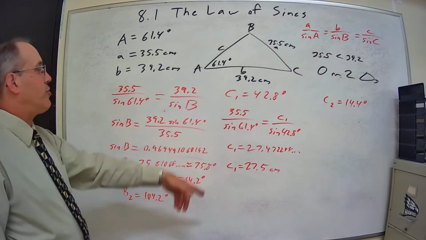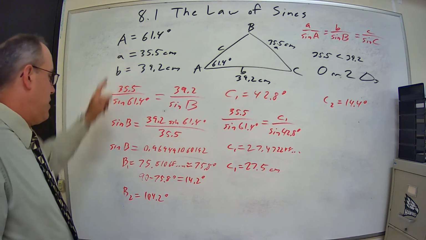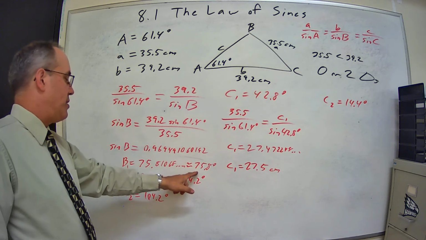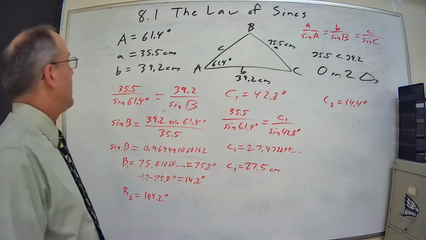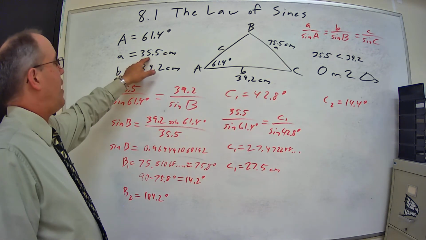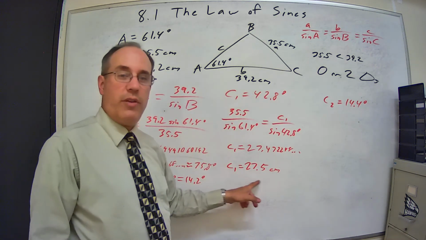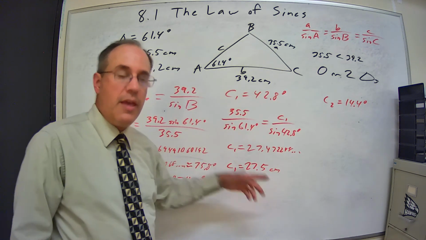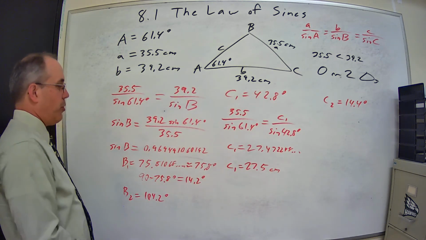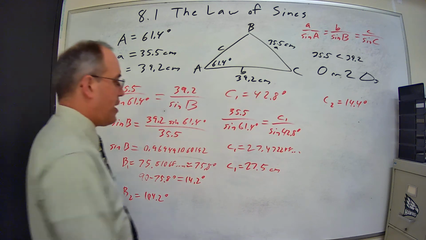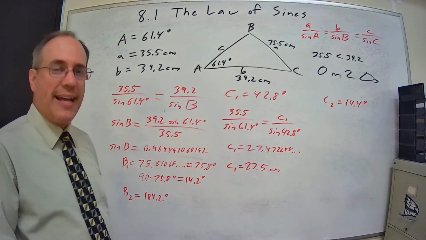So my first triangle has angles 61.4 degrees, 75.8 degrees, and 42.8 degrees, and sides 35.5 centimeters, 39.2 centimeters, and 27.5 centimeters. That's my first triangle. Due to lack of space here, I'm not going to combine them, but I really want you to combine these things.